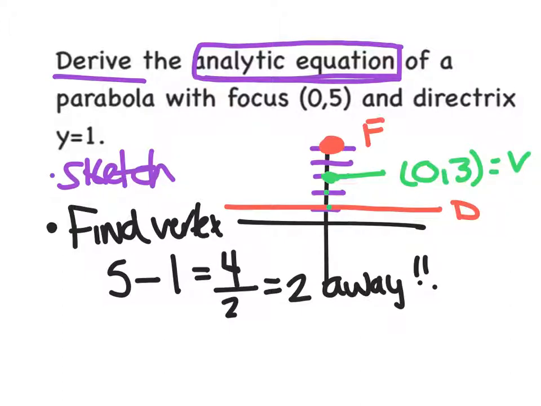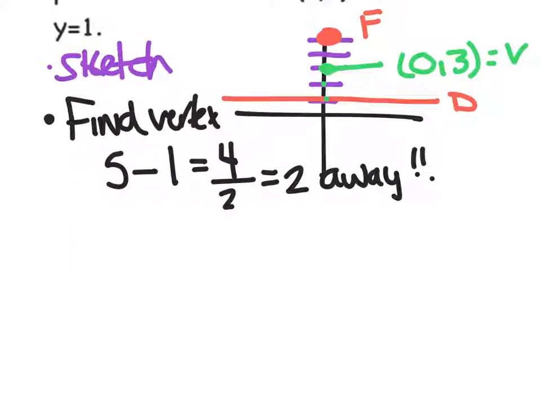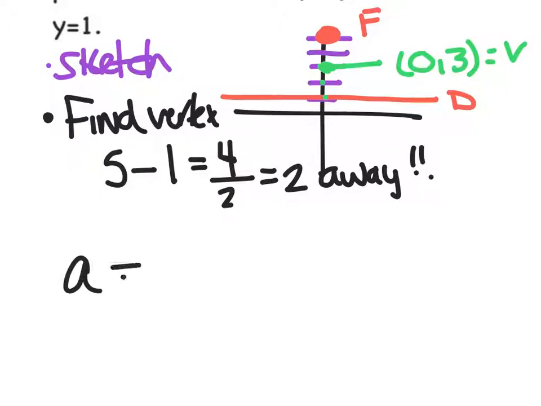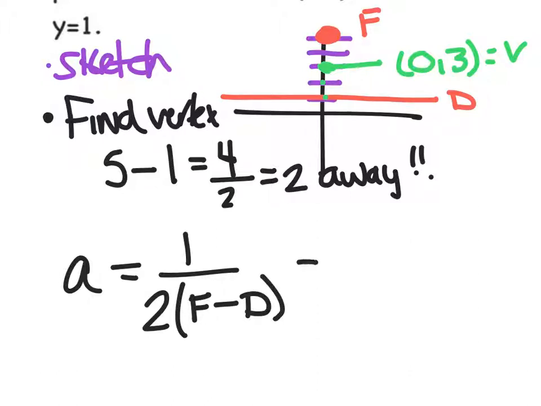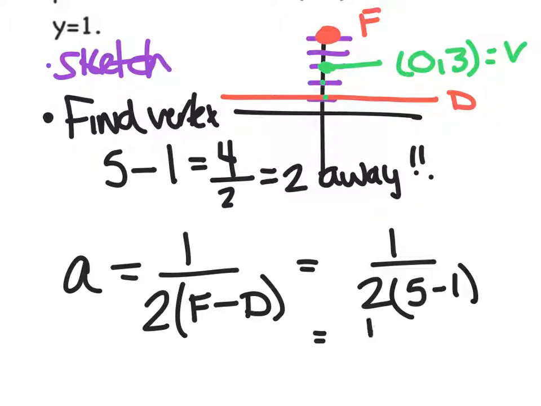So now you basically have everything except the A value. So let's remind ourselves how to get that A value. If you look back in your notes, it's 1 over 2 times focus minus directrix. So I'm going to say that's 1 over 2 times my focus, a height of 5, minus my directrix, a height of 1. So that's 1 over 2 times 4, which is 1 over 8.